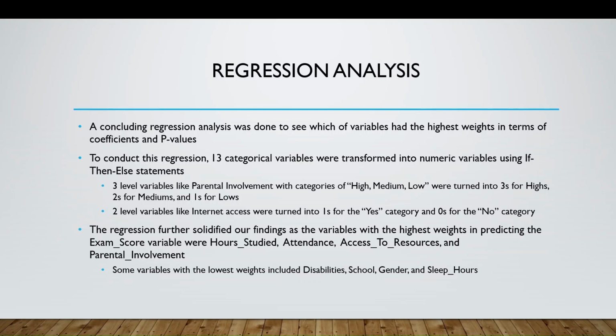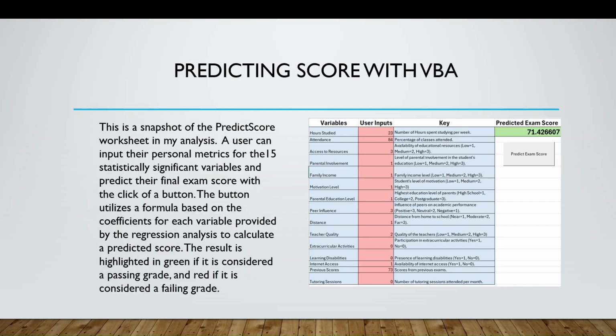And so the regression actually solidified our findings. So the variables with the highest weights were hours studied, attendance, access to resources, and parental involvement, while some variables with the lowest weights were, as we saw, disabilities, school, gender, and sleep hours. And so to sum up all my findings, I wanted to create a VBA macro button that a user can just click the button and after putting in all their inputs, it'll predict their score.